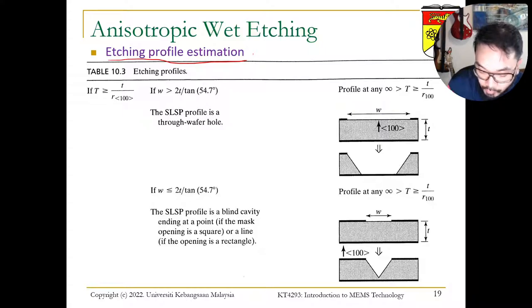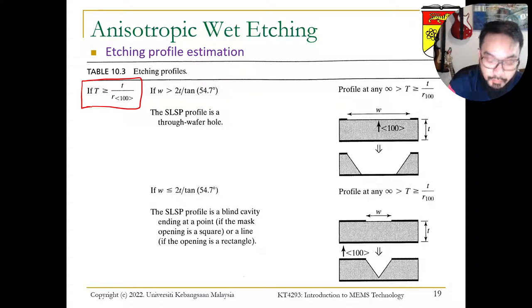So first thing, you need to know what your etch time is. If your etch time is long enough, how do we know it is long enough? If it satisfies this equation here: if T, capital T, time, is much bigger than small t over R, which is the thickness of the wafer over the etch rate of the 100 plane, then we can move on. So this is the first evaluation.